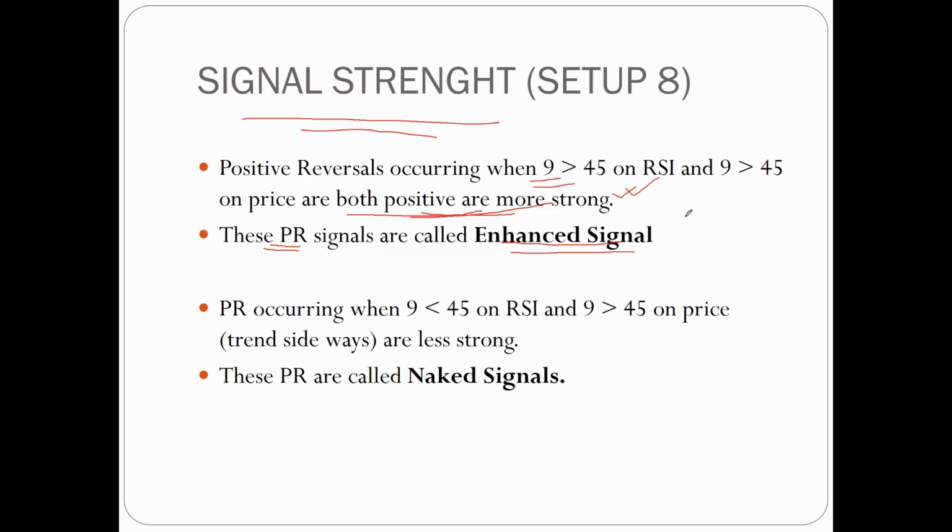Suppose the 9 SMA is greater than the 45 EMA on the RSI and similarly the 9 SMA is greater than the 45 EMA on the price also. That means we are in an uptrend and we get a positive reversal. So this positive reversal is an enhanced positive reversal and it has a higher probability to succeed.